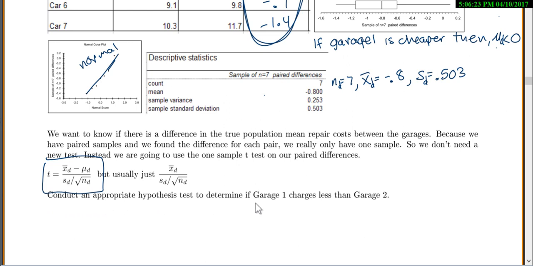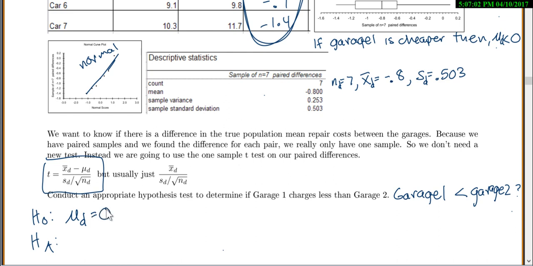So let's come down here. We want to conduct an appropriate hypothesis test to determine if garage 1 charge is less than garage 2. So we're looking for garage 1 less than garage 2. Our null and alternative hypotheses: the null would always be the status quo, that they'd be equal to each other. So this would give us that the mean of our differences is equal to 0.